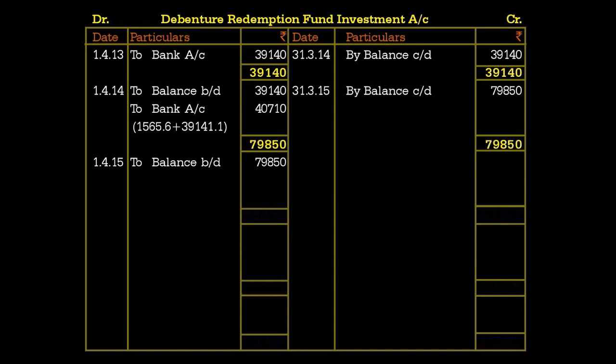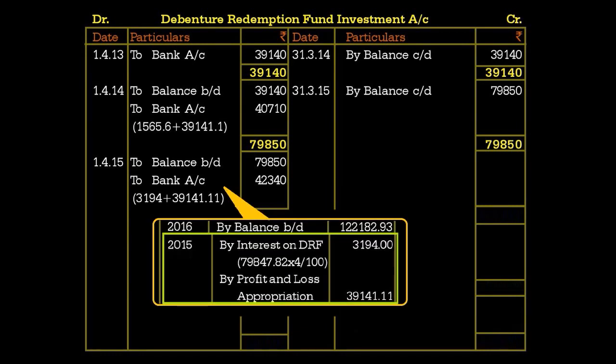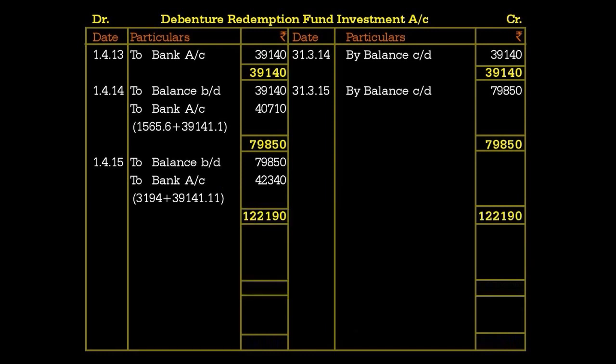Now in the third year, once again interest and installment will be deposited for investment, that is to bank account. What is the interest we calculated in the previous year? That is 3,194 plus once again the installment 39,141.11, and multiples of 10 again. So 42,340. Together it will be 1,22,190. That amount will be carried forward to the fourth year, that is to balance brought down 1,22,190.